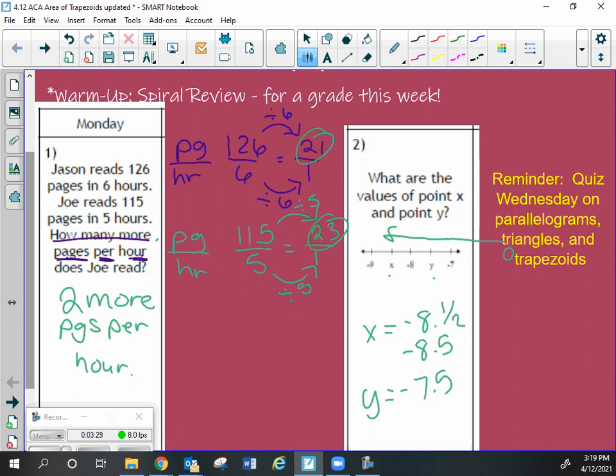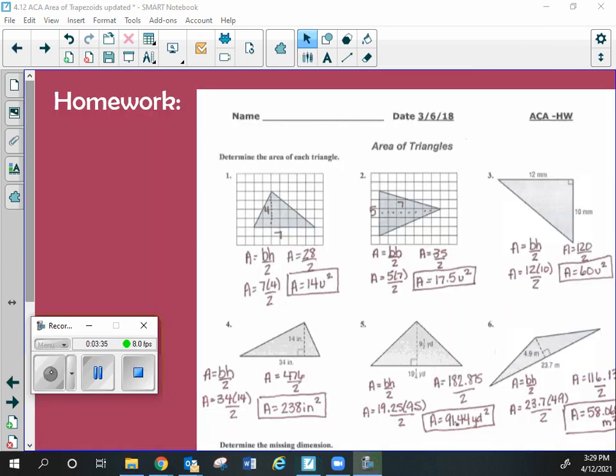Okay, so I will collect those if you want me to, and I'll hold those until tomorrow. If not, for those of y'all who did do the triangle homework, were there any questions? No. Yeah.